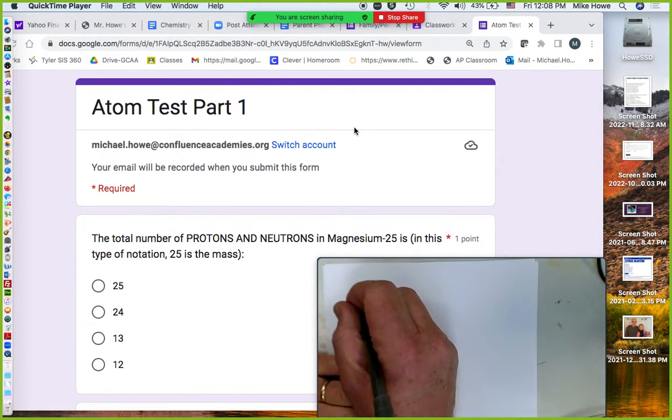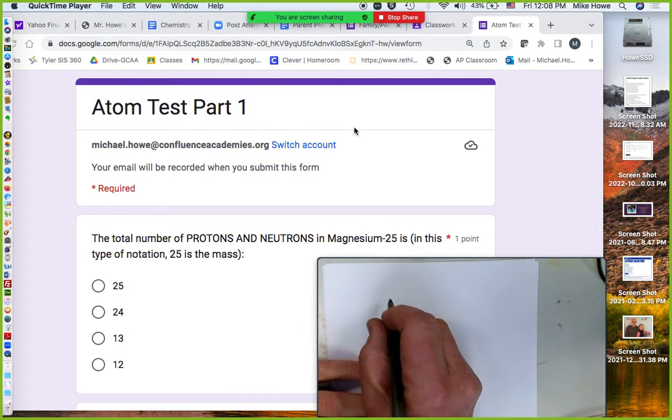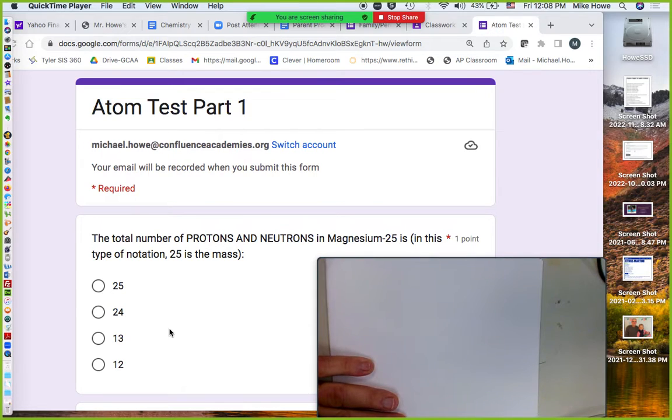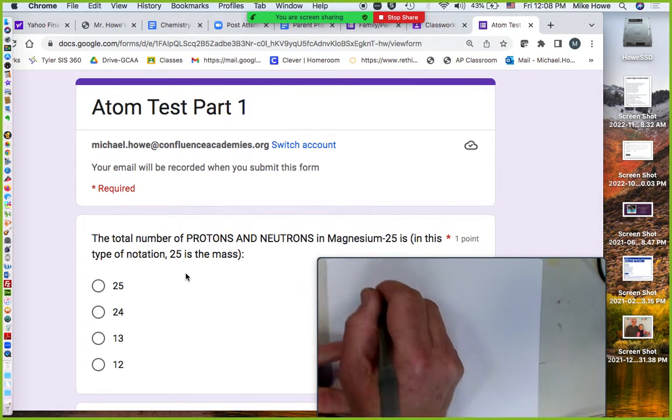So this is a review of Atom Test Part 1, and I'm going to try and write down here and have the question in front of you so that you can refer to it up here. So the first question asks about protons and neutrons in magnesium-25.